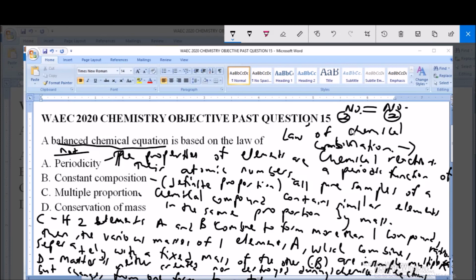this is due to the law of conservation of mass, because this shows that no atom or matter was created or destroyed, but was transformed or converted from one form to another in the process of the chemical reaction. So option D, the law of conservation of mass, is what a balanced chemical equation is based on.